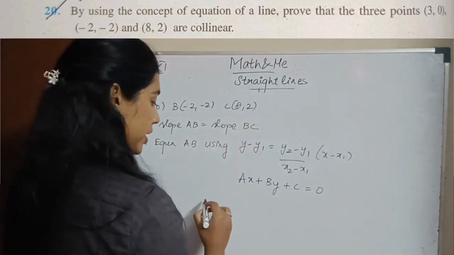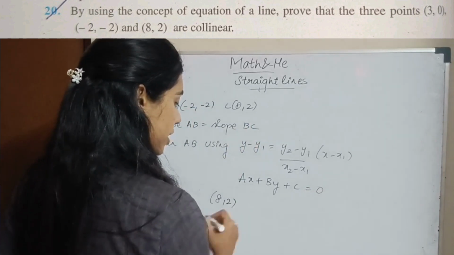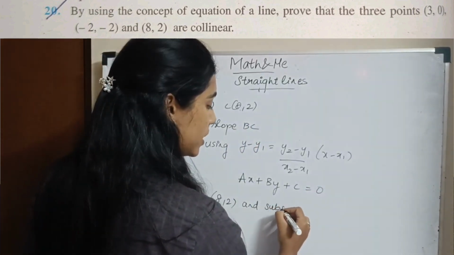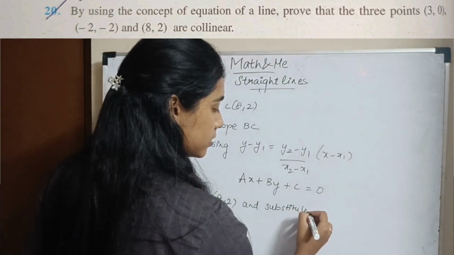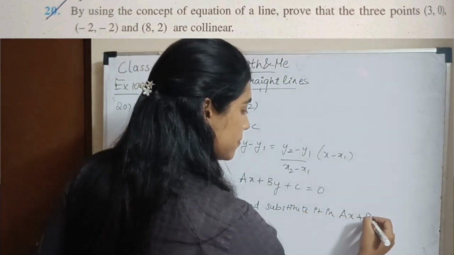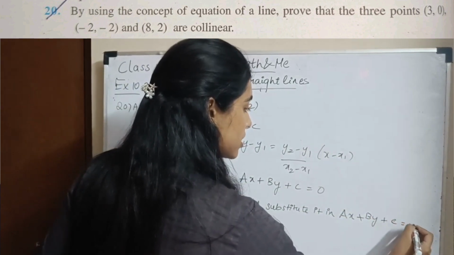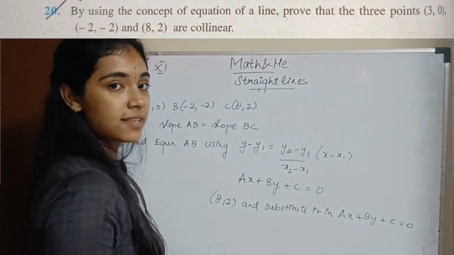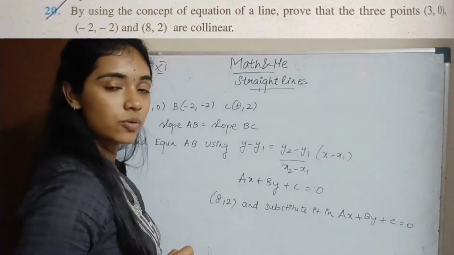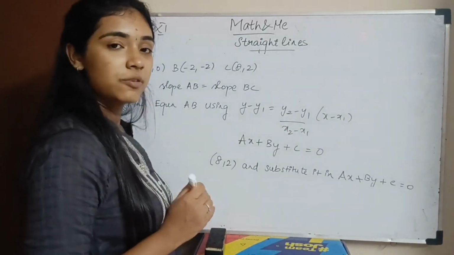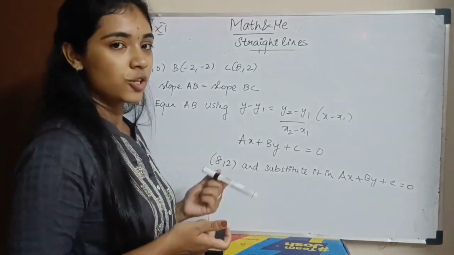Take the third point, (8, 2), and substitute it in the equation. If you get the value to be 0, it means that the 3 points are collinear. Okay? Try to do this on your own and let me know in the comment section if you found it very easy to solve this question.